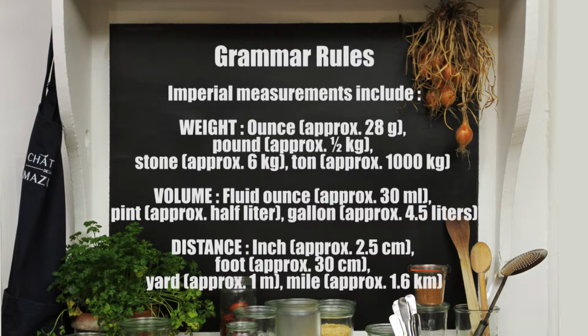This is approximately 28 grams. A pound is approximately half a kilogram. A stone equals approximately 6 kilos. A ton, an imperial ton, is approximately 1,000 kilograms. Volume. 1 fluid ounce is approximately 30 millilitres. 1 pint is approximately half a litre. 1 gallon is approximately 4.5 litres.